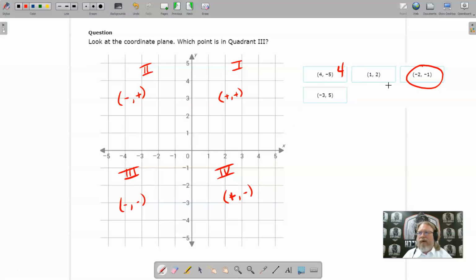That would be in 4. Both these are positive, so that would be in 1. And this one here, negative and positive, that would be in quadrant 2. So you don't actually have to plot them. If you know this bit of information of understanding when x is going to be positive or negative and when y is going to be positive or negative, you can then find the proper coordinate without even graphing.